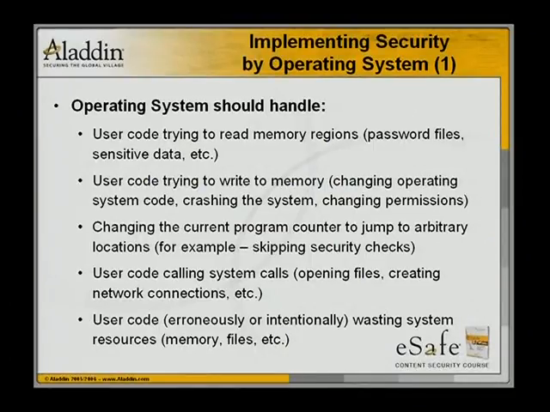Another thing the operating system should handle is user code that, by error or intentionally, wastes system resources, memory, files, etc. Let's say he runs a program that was not written very wisely, and this program basically consumes all the memory. This is also called a memory leak. I need to find out which program is doing that, and warn the user that a specific program is consuming all the memory in the operating system.